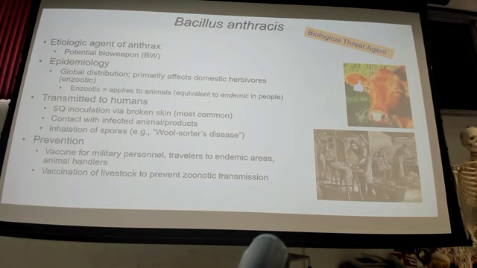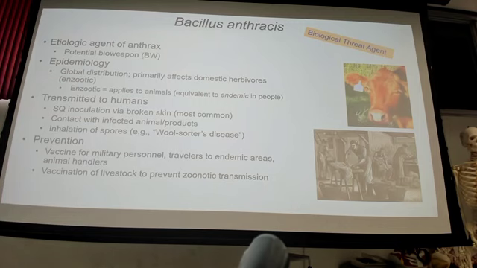So that's one form. You can also, particularly if you're handling or near these animals who might have anthrax, get a subcutaneous inoculation if you have breaks in your skin and get cutaneous anthrax. And then lastly, if you were to eat meat from an animal who died of anthrax and that meat wasn't cooked all the way, you could get gastrointestinal anthrax. So we'll talk about all of those.